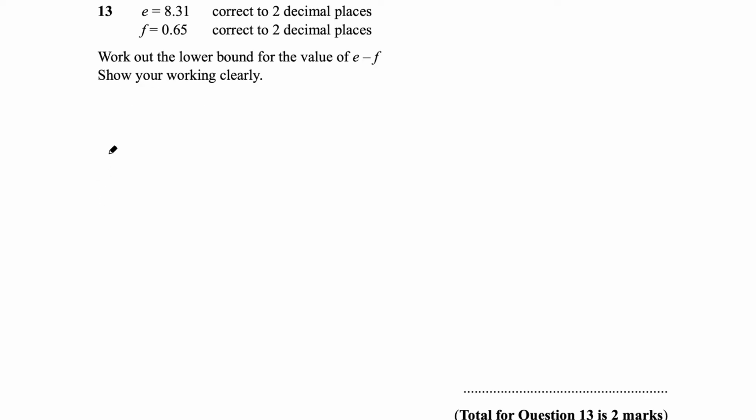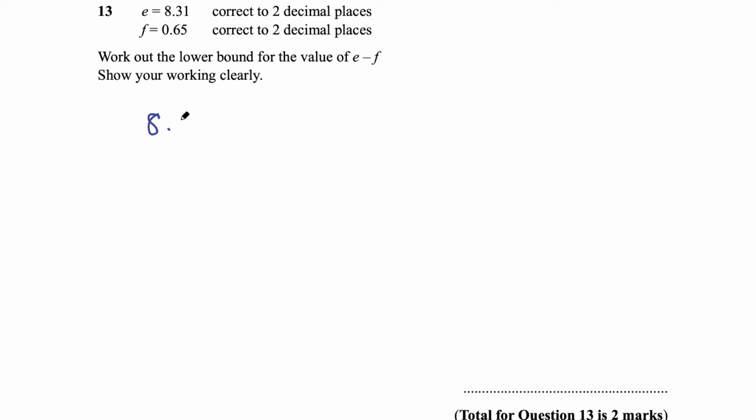Question 13 says E equals 8.31, correct to 2 decimal places, and F equals 0.65, correct to 2 decimal places. Work out the lower bound for the value of E take F. Show your working clearly. So firstly, what you want to do here is to write the error intervals for each of these constants. If it's correct to 2 decimal places, what you want to do is add on an extra decimal place and see what it rounds to.